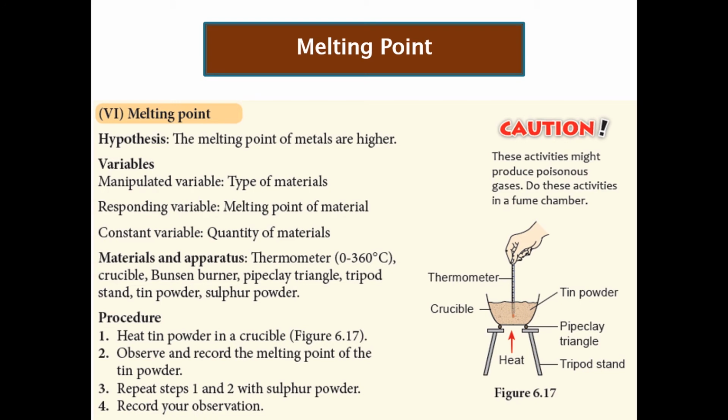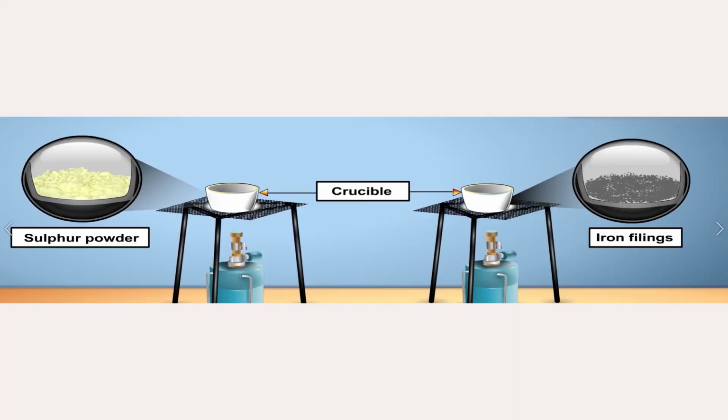Next, let's look at the melting point of metal and non-metal. Sulfur powder, a non-metal, melts when heated because it has a low melting point. Iron filings, metal, remain unchanged when heated because they have a high melting point. Unlike metals, non-metals have low melting point.